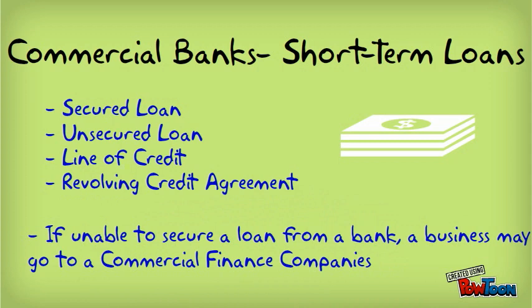If a business isn't able to get a loan from a bank, they might consider a commercial finance company. And these companies offer short-term loans to businesses who offer them tangible assets as collateral, such as a plant or equipment or property. This type of company is mostly just used if someone can't get a loan from a bank.